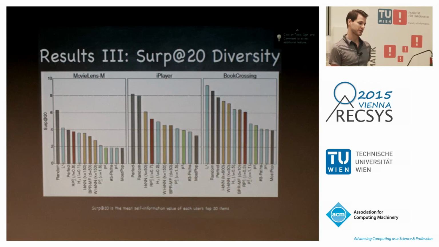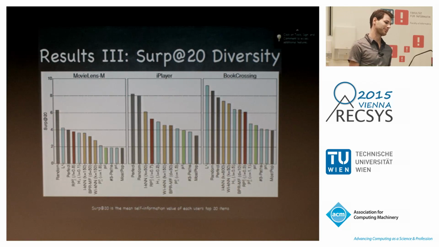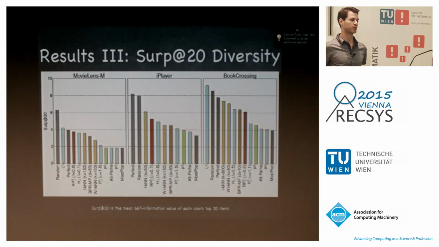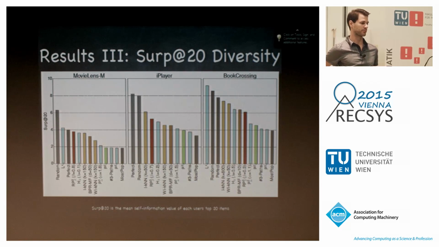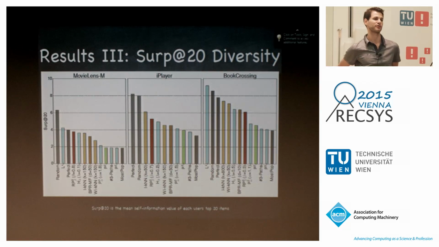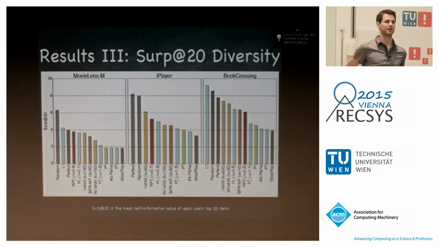With one exception, which is the L plus algorithm, which gives the overall best performance in terms of diversity for Book Crossing. But we have to keep in mind that this L plus algorithm is actually quite unprecise. It seems that L plus does a good job in putting long tail items at the top of the recommendation list, but these recommendations are not liked by the users.